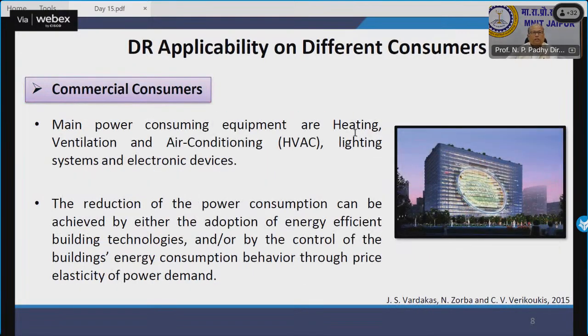Now, in the case of commercial consumers, the main power consuming equipment is heating, ventilation and air conditioning, that is HVAC, along with lighting systems and electronic devices. The reduction of the power consumption, for example: if you go to any star hotel today, you will have a dim light, but as you walk, the corridor will get brighter and brighter.